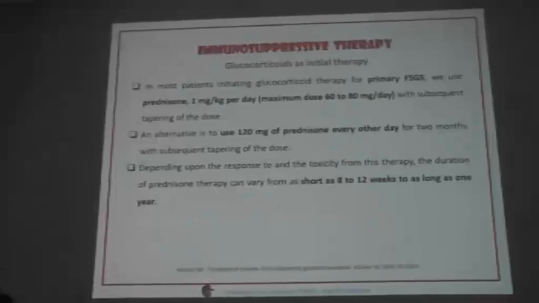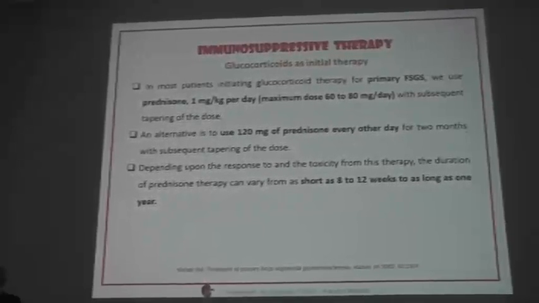Now let's talk about the very important topic in my talk, which is immunosuppressive medications and their role in the management of patients with chronic focal segmental glomerulosclerosis. Most patients initiate glucocorticoid, we are talking now about steroid, which is the mainstay or cornerstone of management of different glomerulonephritis or nephrotic syndromes in general.